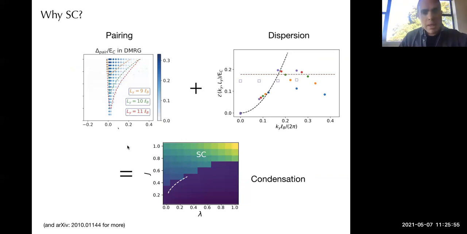Okay, so I'll probably end up just stopping here, but that's then the explanation for why we see superconductivity in this model. We've shown that there's pairing due to the skyrmion mechanism, and there's finite dispersion. So we expect a BEC condensate to form, and that's what leads to the superconductivity.